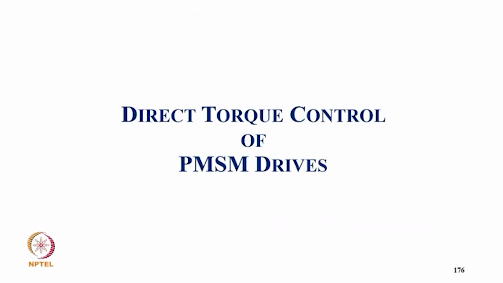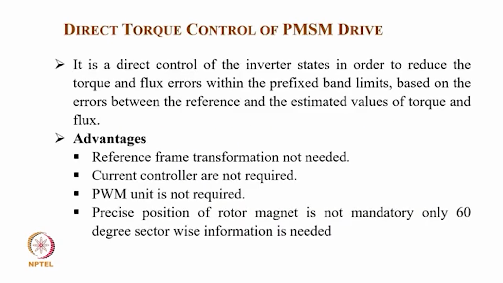Now coming to direct torque control of permanent magnet synchronous motor drive. So direct control of the PMSM drive is a direct control of the inverter states in order to reduce the torque and flux error within the prescribed band limit, based on the errors between the reference and the estimated values of torque and flux. So the advantage is that reference frame transformation is not needed, current controllers are not required, and the PWM unit is not required. The precise position of the rotor magnets is not mandatory, only 60 degree sector-wise information is needed.